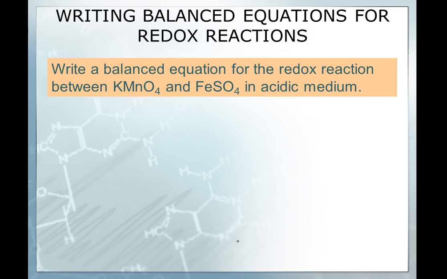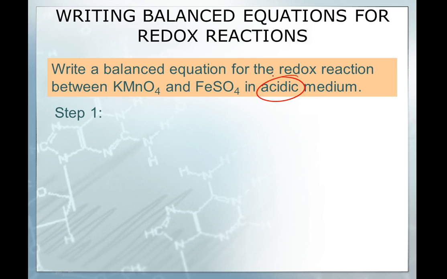So let's move on to the example of how to write balanced equations for redox reactions. You're asked to write a balanced equation for the reaction between potassium manganate(VII), or KMnO4, and iron(II) sulfate in an acidic medium. Most of the mediums that we encounter here are acidic. I will elaborate later.